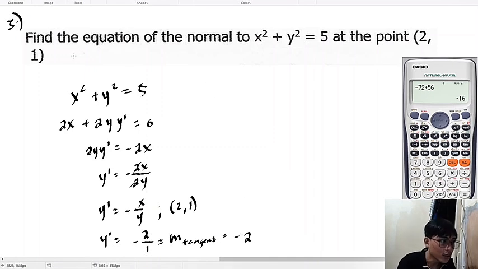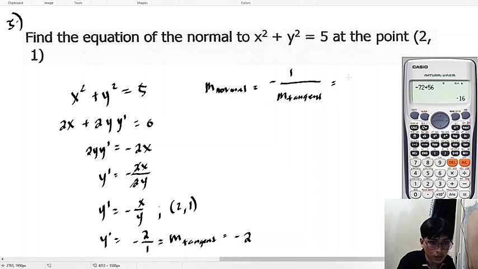But now, the question is, we have to find the equation of the normal to this curve, which is a circle, at the point (2, 1). So this is normal. So meaning, we have to get the negative reciprocal of this slope, so that this becomes the slope for the normal line. So it equals negative 1 over the slope of your tangent. The slope of the tangent is negative 2. So we have here positive 1 over 2.